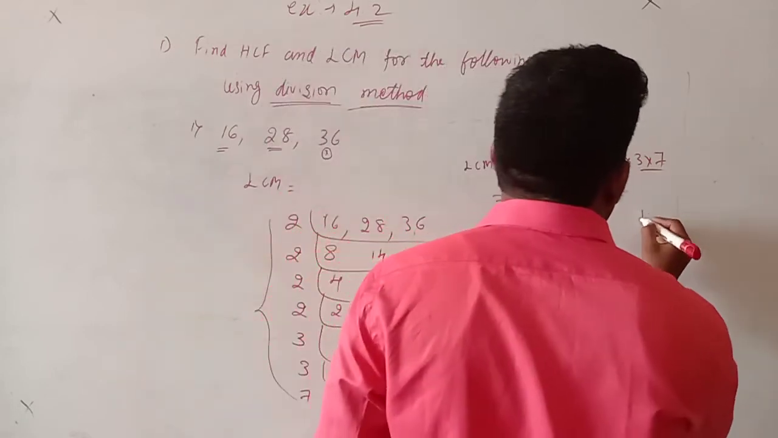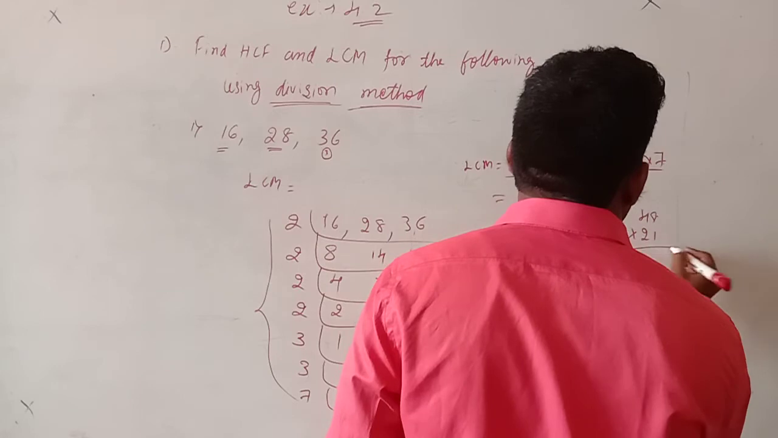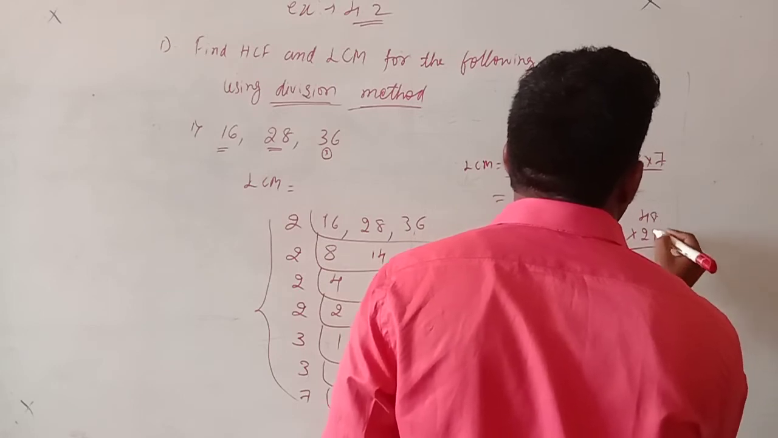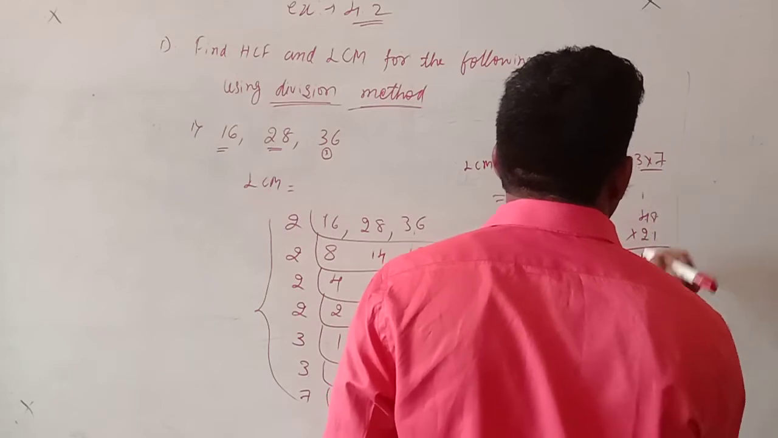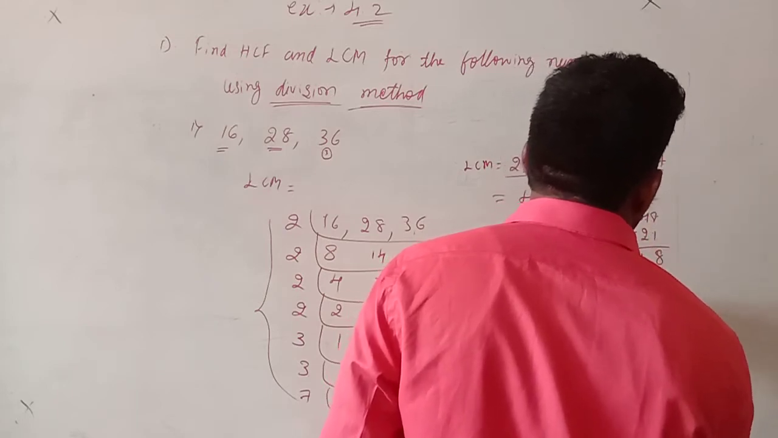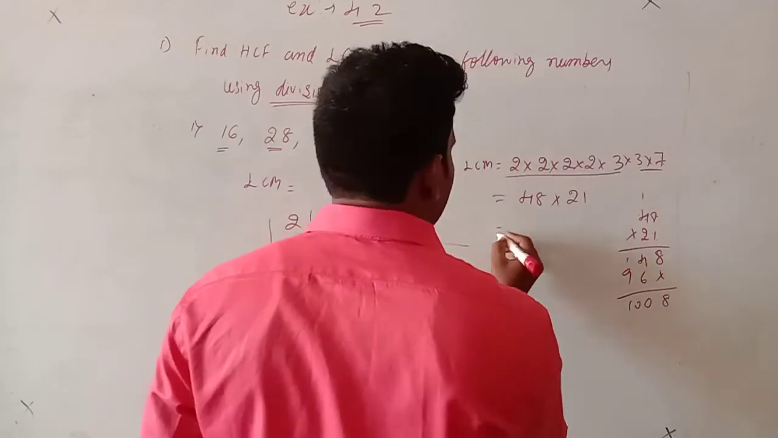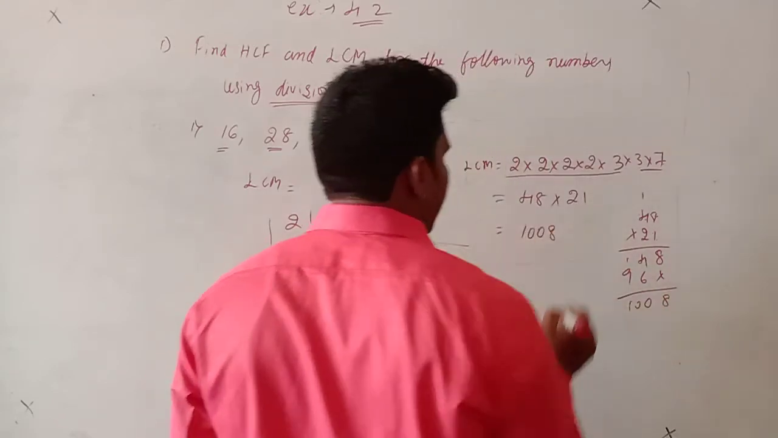When multiplying 48 into 21: 1 8 is 8, 1 4 is 4. 2 8s are 16, carry 1. 2 4s are 8, plus 1 is 9. So 8, 10 is 0, carry 1, 10. So we get LCM 1008.